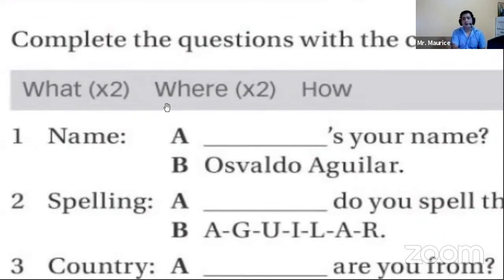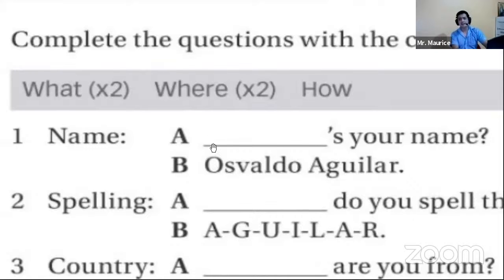Now let's move on. Where? What is the Spanish for where? ¿Dónde? Yes, good. ¿Dónde? Where? ¿Dónde? And the last one. How? ¿Cómo? Yes, how? ¿Cómo? How do you spell? ¿Cómo deletreas? How do you spell that?